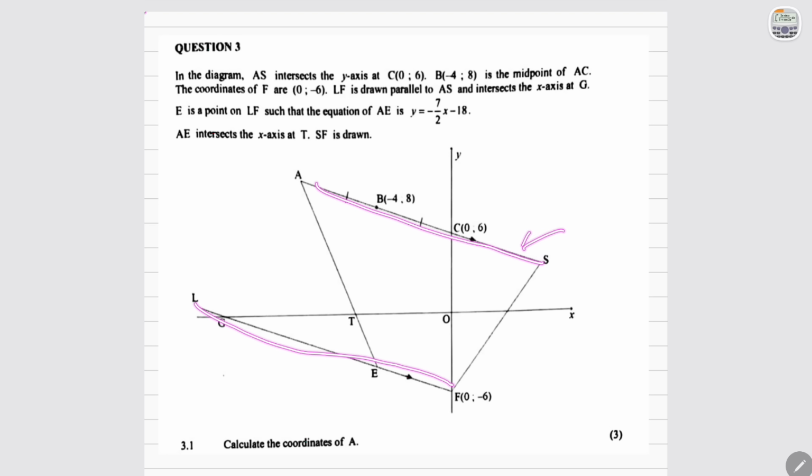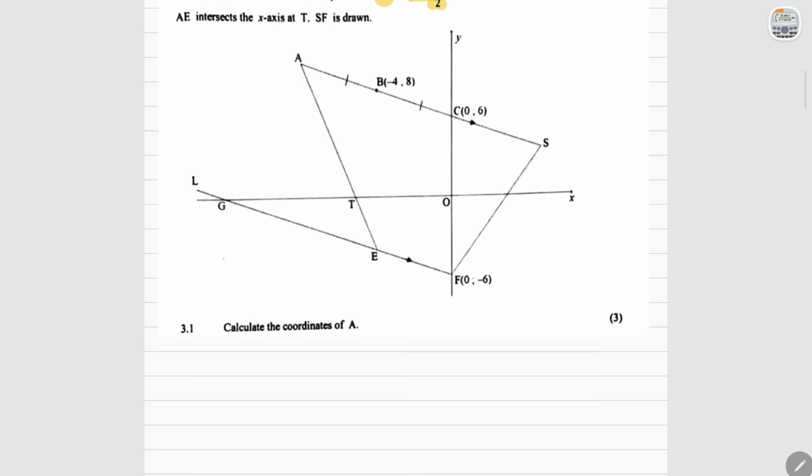Okay, so remember about parallel lines and the relationship between their gradients. And then they tell us that it's drawn parallel to AS and it intersects the x-axis at G, as we can see. And then we have E, a point on LF such that AE is equal to this. So they've given us the equation of AE. Let's just make sure we remember that. That is the equation of line AE. Then lastly, they say that AE intersects the x-axis at T and SF is drawn.